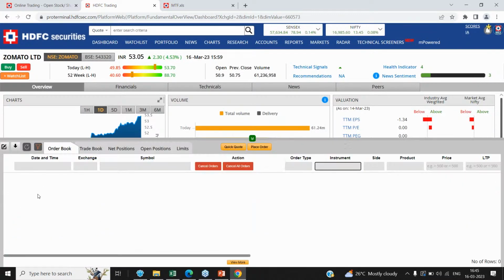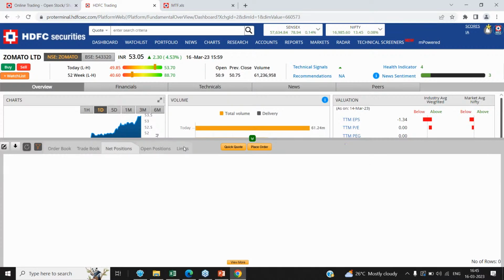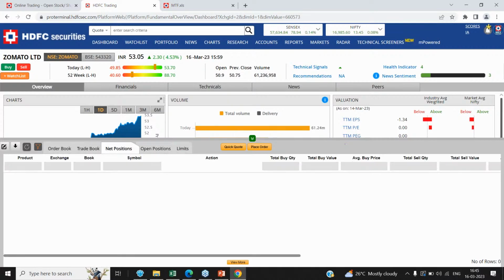Since the market is closed, I will not be able to show the order book. Here it will come. I can either cancel or modify, or I can simply change the price and place the order in the market at the market rate. So here I can see my net position, the profit and loss, everything is available in this platform.